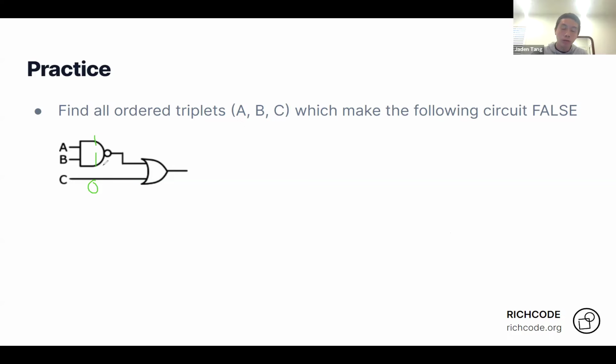NAND returns false only if A and B are both 1. So these two have to be 1 because this is an OR. And so this has to be 0 and 0 in order for the output to be false. Since this is OR and we have 1 0, the other must also be 0 for it to return false, so C must be 0.